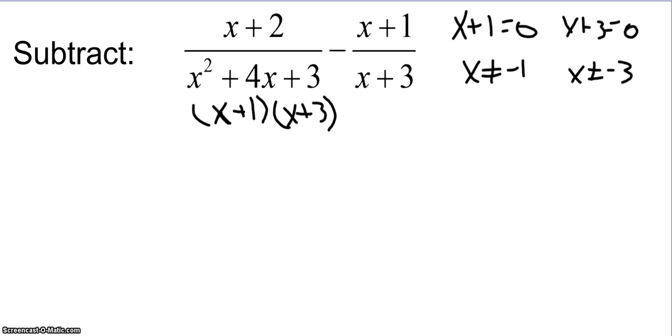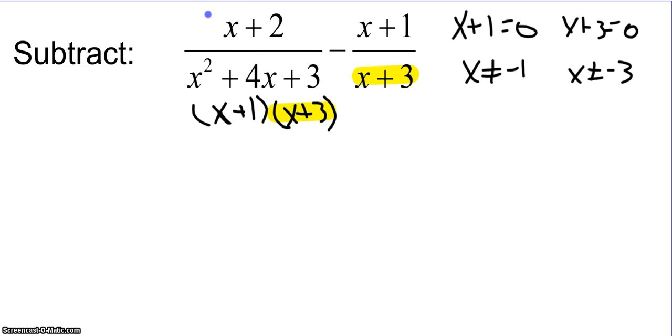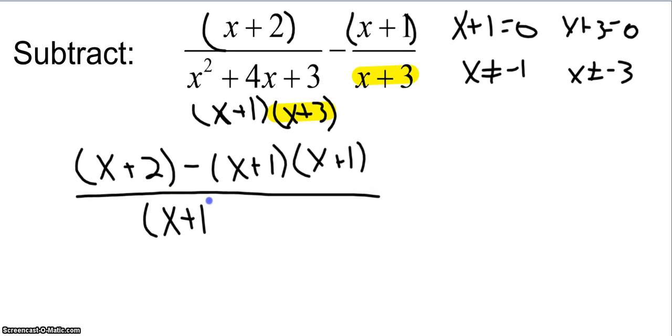Now, just like our last addition problem, we're only going to multiply by the factor that we are missing. So the only factor that they have in common is this x plus 3. So for the first one, it's already taken care of. So the only thing we have to worry about is parentheses. So x plus 2 will not be multiplied by anything. The x plus 1 is missing the other x plus 1. So I'm going to multiply by x plus 1. And this is all over x plus 1 times x plus 3.